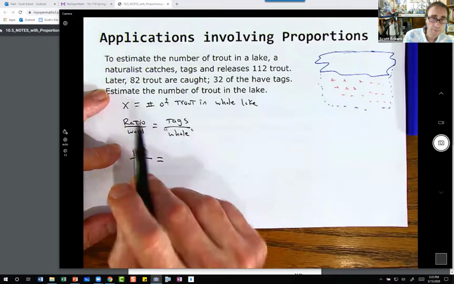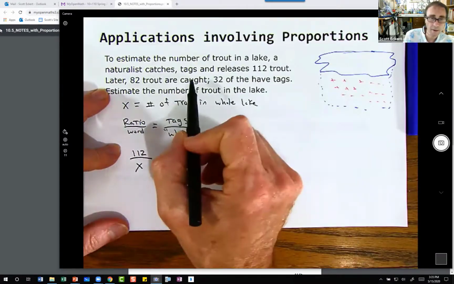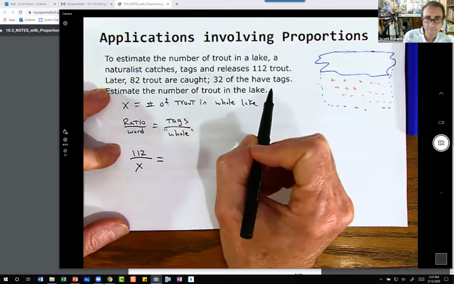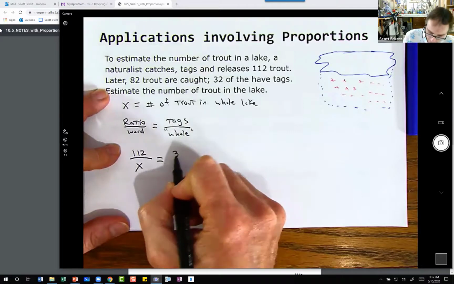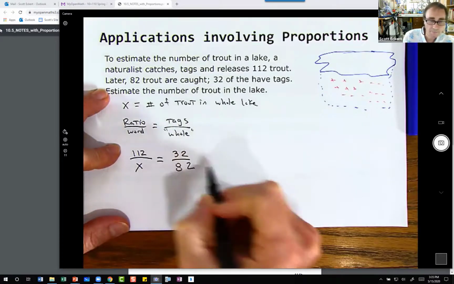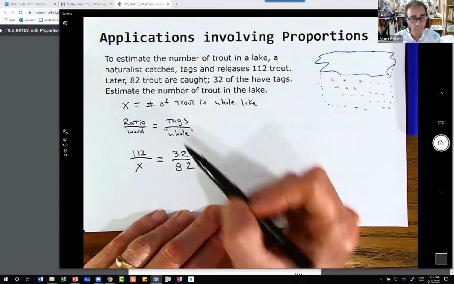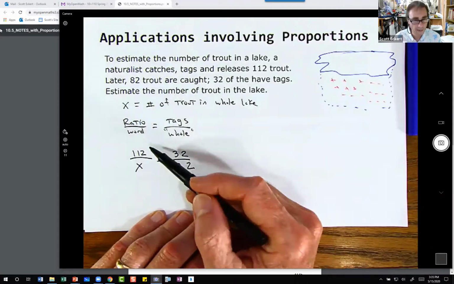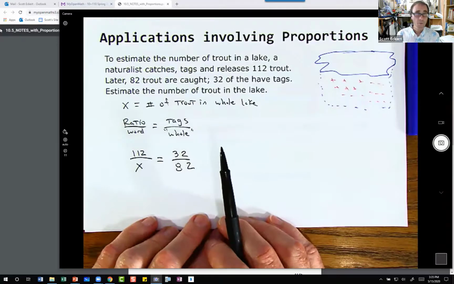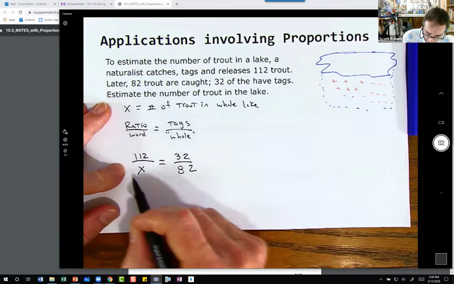A month later, this person went back and caught a whole group of fish, 82 of them, and not all of them had tags. Only 32 had tags. So that's got to be proportional to 32 tags over 82 fish. So this 32 out of 82 is proportional to all the tags with all of the fish in the lake. Well, this is a proportion here that we can solve to estimate how many fish are in the lake.